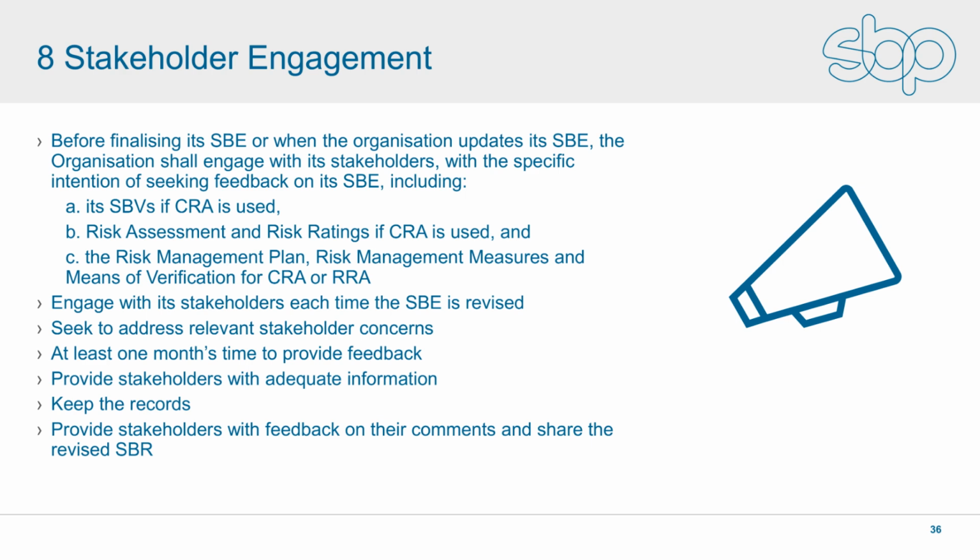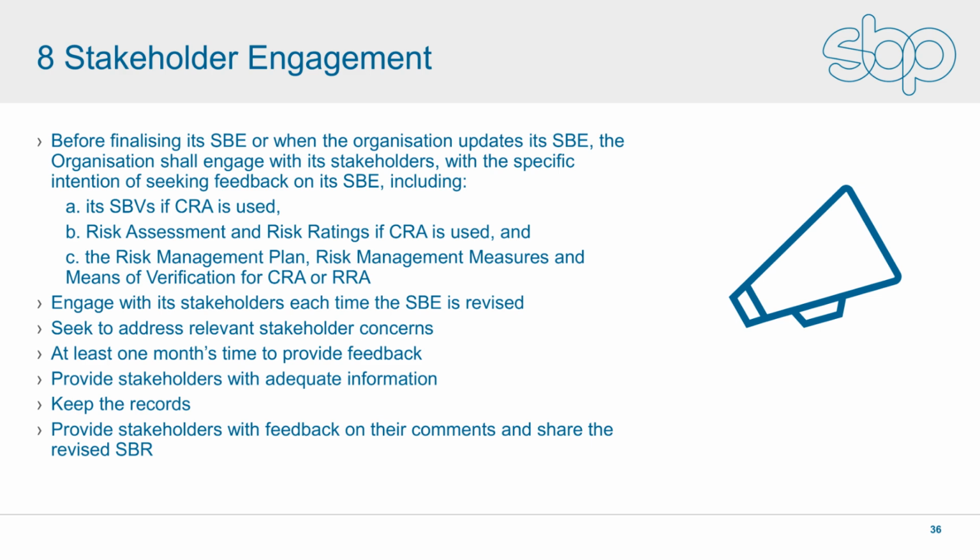The organization has to provide adequate information as a basis for informed comment, but it does not have to disclose confidential information. Records must be kept. Lists of individuals and organizations invited to comment, copies of all correspondence and comments received, and records of the feedback provided to stakeholders on their comments and the revised supply-based report.